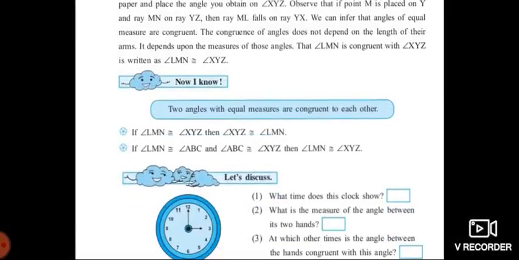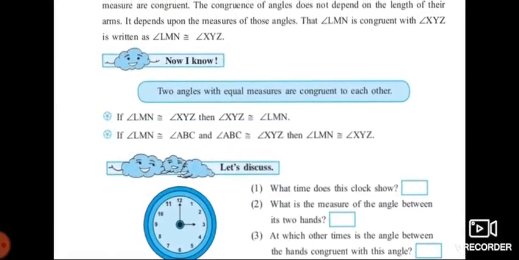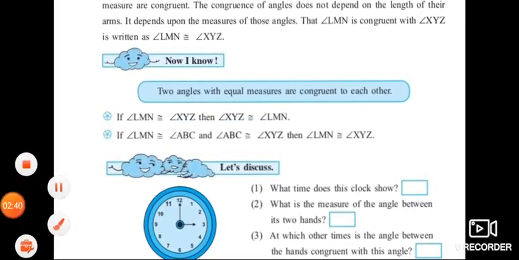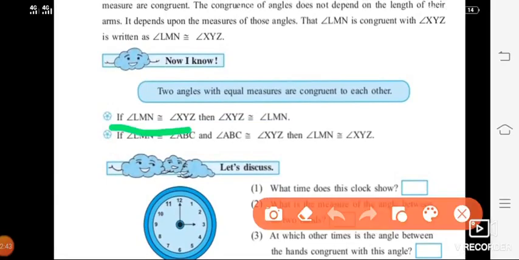See on the screen, the first condition is angle LMN is congruent with angle XYZ. Okay, so both angles are equal. Then we can write vice versa, like angle XYZ is congruent with angle LMN. So you can write as first angle is congruent with second, or second angle is congruent with first. So this is the first condition.